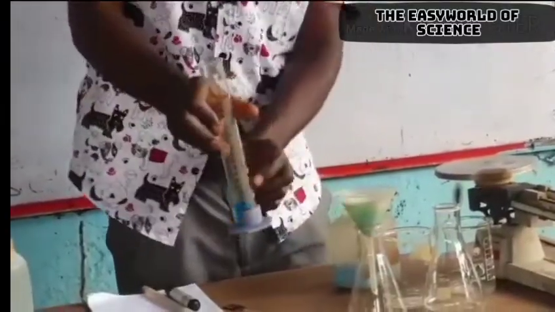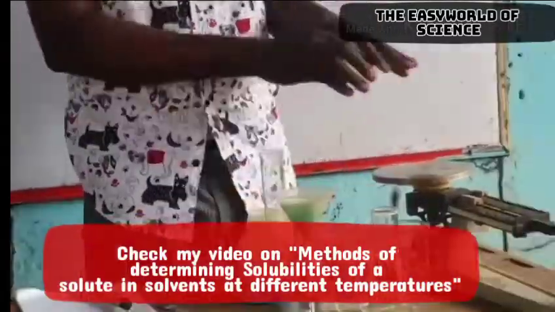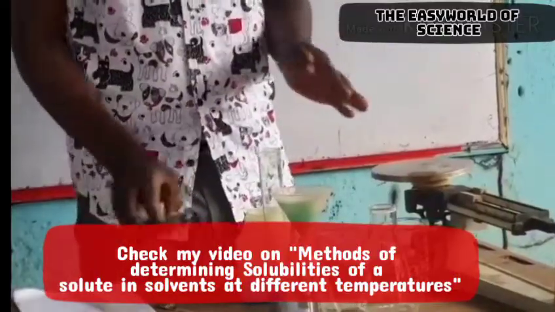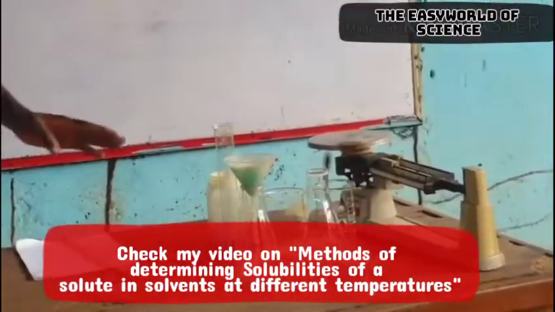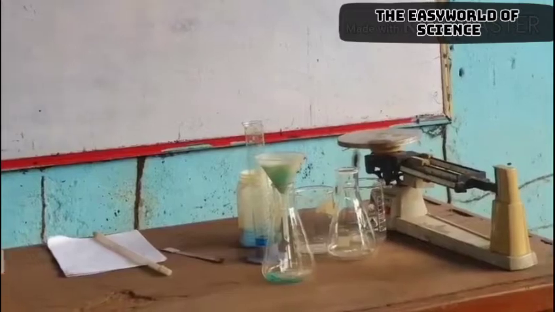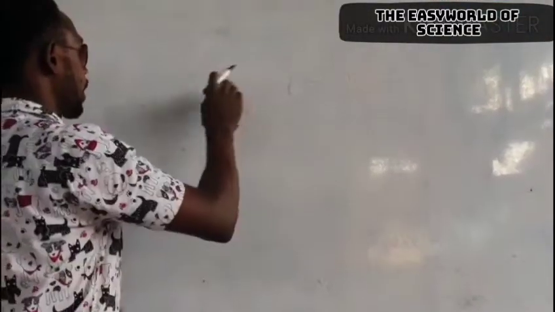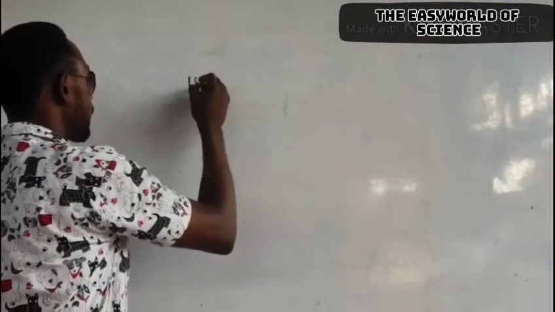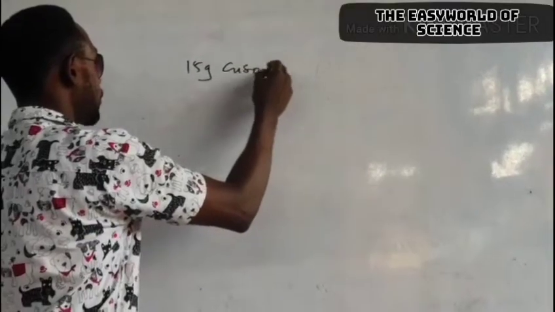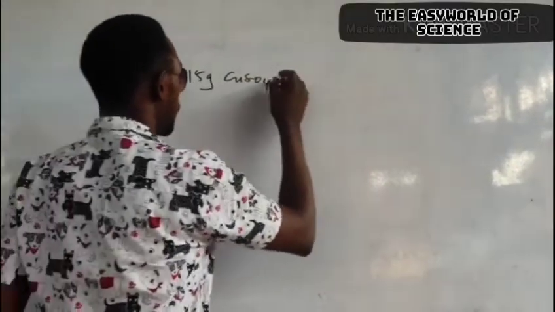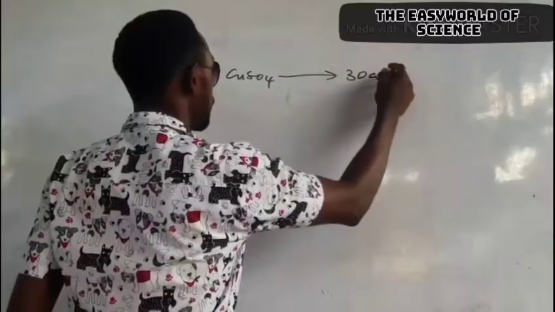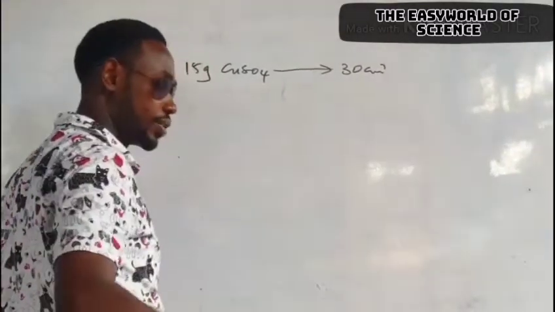And remember, our original volume is 30 cm3. So when you weigh it, you can easily calculate the solubility of this sample. Let's assume that after this filtration and the evaporation to dryness, I get something like 15 grams of CuSO4. Remember that 15 grams of CuSO4 saturated the 30 cm3 of water I added originally.